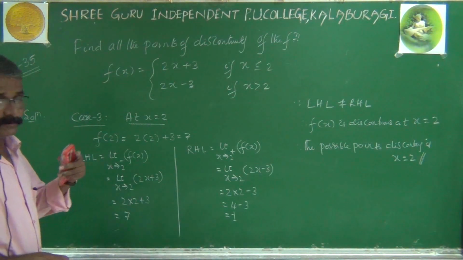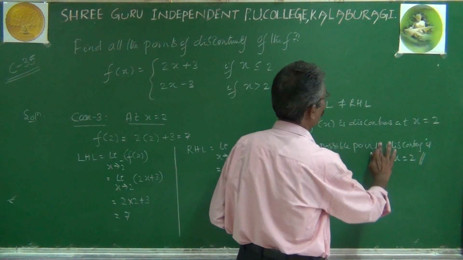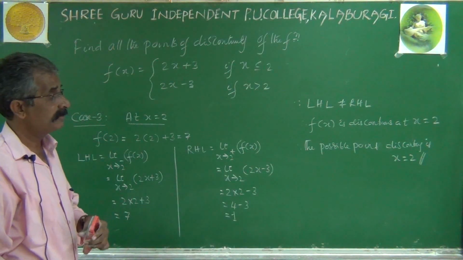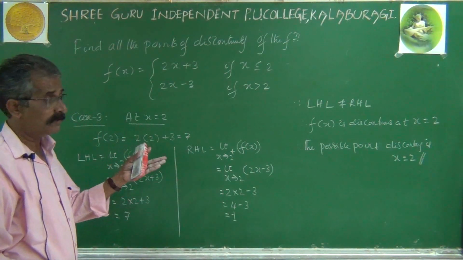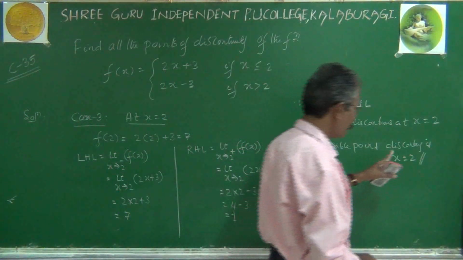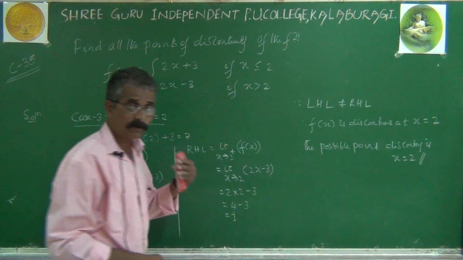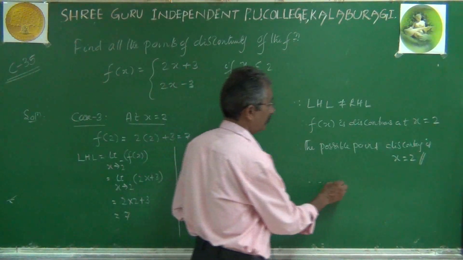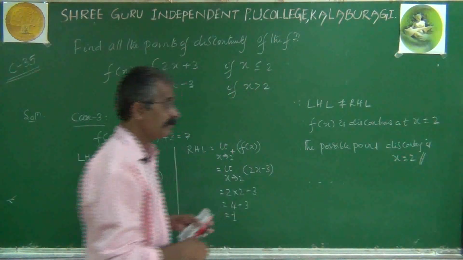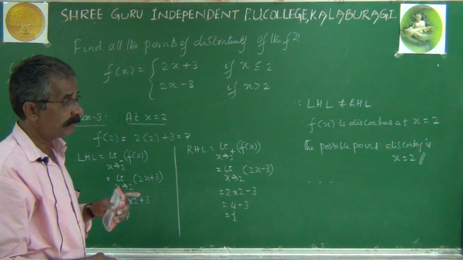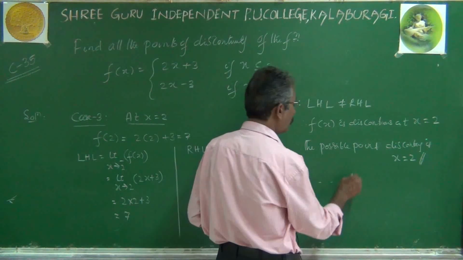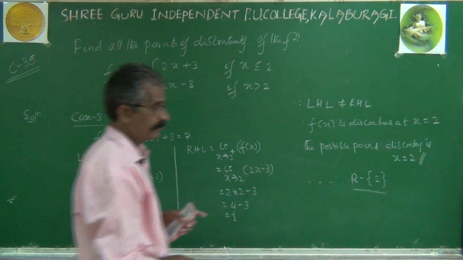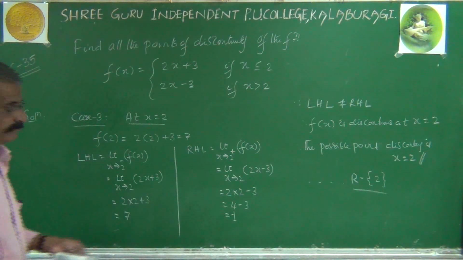So if the point of discontinuity is x equal to 2, what may be the points of continuity? Points of continuity are nothing but all real values of x except x equal to 2. Means for this problem, what we can also assert is that this is the point of discontinuity, whereas the possible points of continuity are all real numbers except the single element 2. That's the meaning of this problem. Next question.